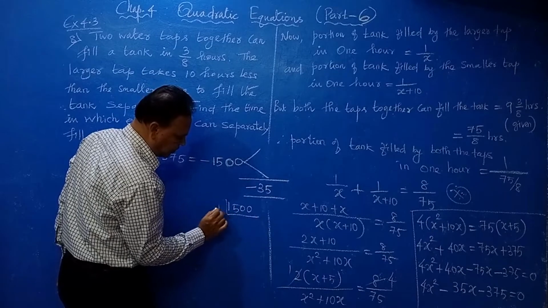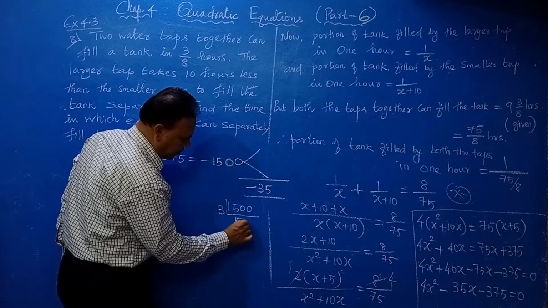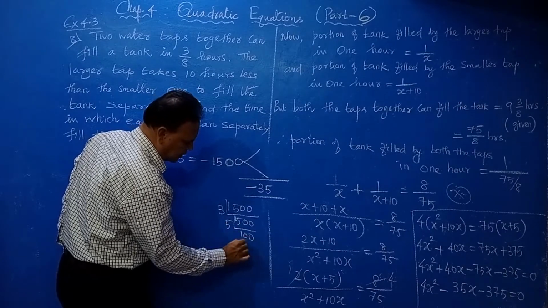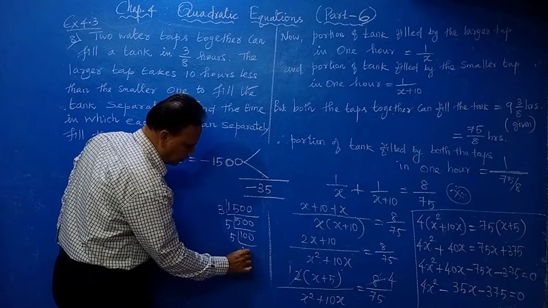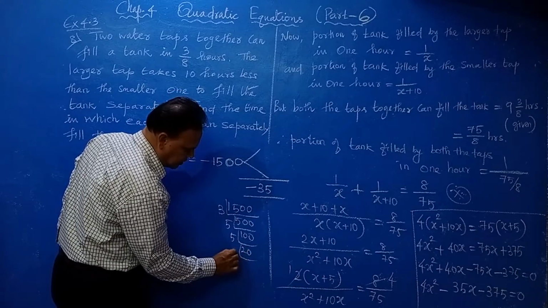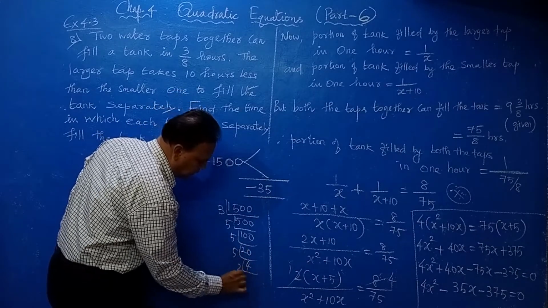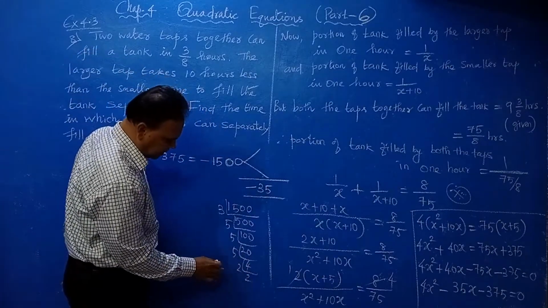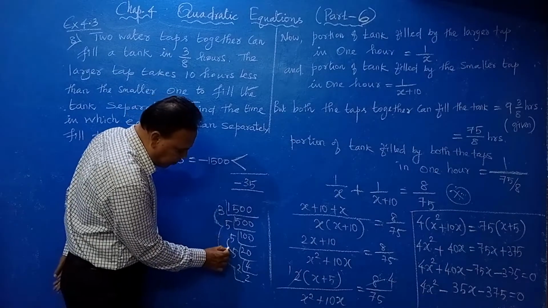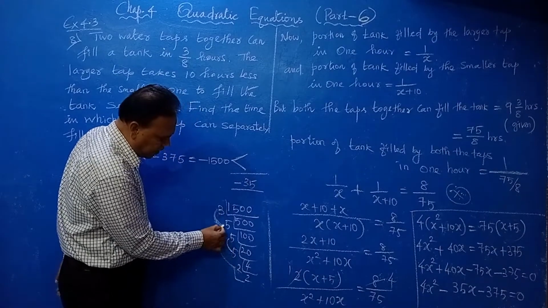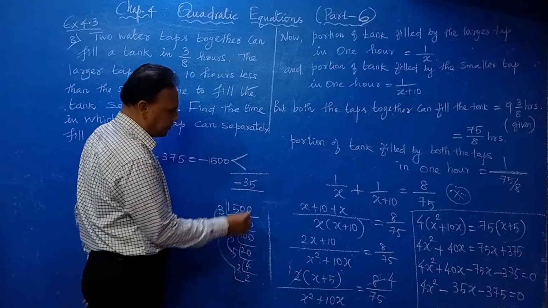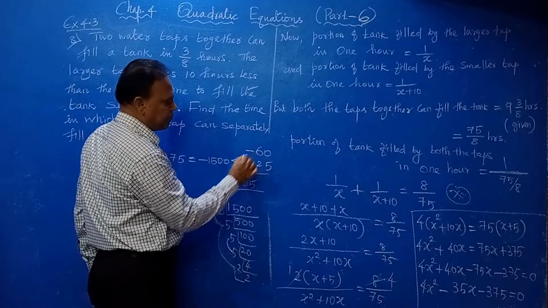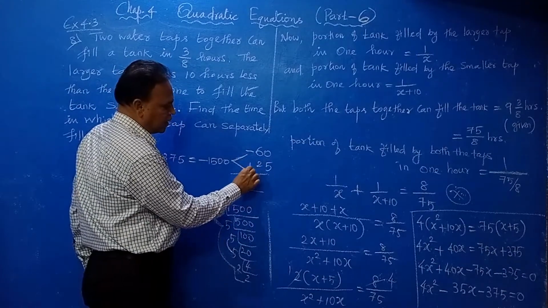15, 3 table, 5 hundred. Again, 5 table, 100. Then 5 table, 20. Again, 5 table, 4. Like this, find out the factorization. Here you see, first 5 into 5 you take, 25, then 3 into 5, 15, 15 into 4, 60. So 60, 25 you take. Now the biggest number sign minus, then the smallest number plus you take.